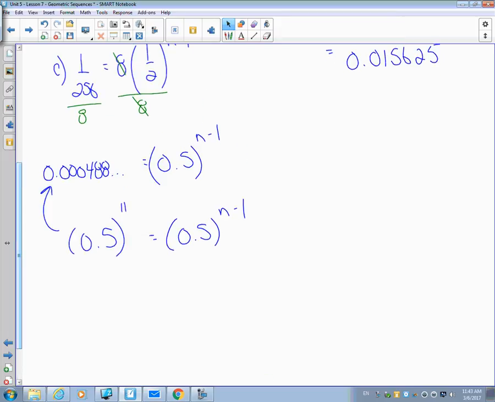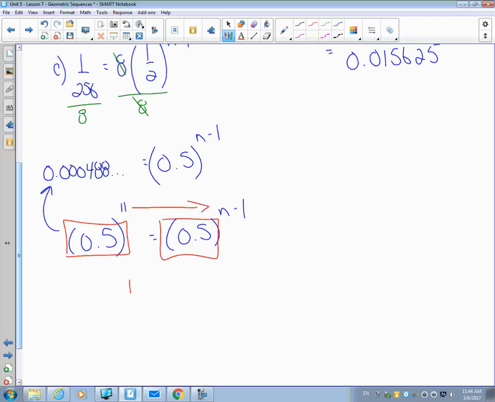Right? There will be a number. It has to be a number because it's a member of our sequence. Here's your nice next little trick. If our bases are the same, and they are, that means the exponents have to be the same. In other words, 11 equals n minus 1, or n is 12. And that's how we can solve these exponential equations, by guessing and checking a little bit.